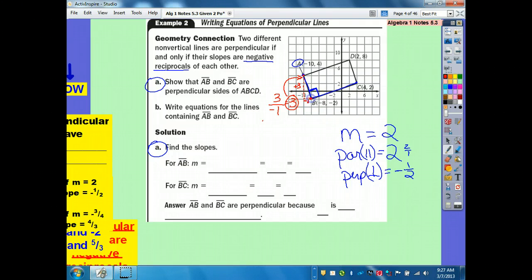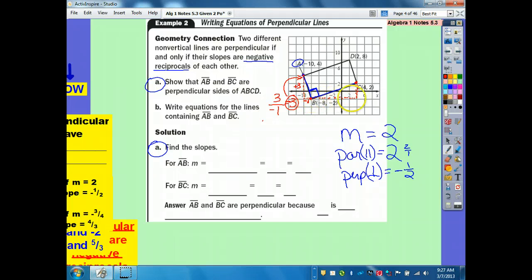What's my slope for this line? If this is perpendicular, what does this one have to be? Not -3 over 1, but a positive 1 over 3, or positive 1/3. Let's see if that works out then. Are they perpendicular? Prove it.